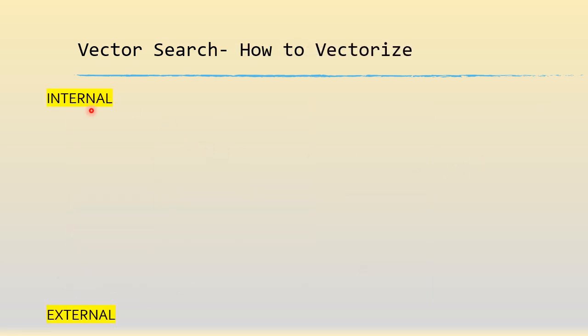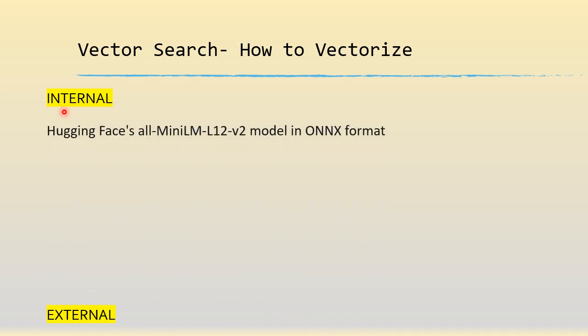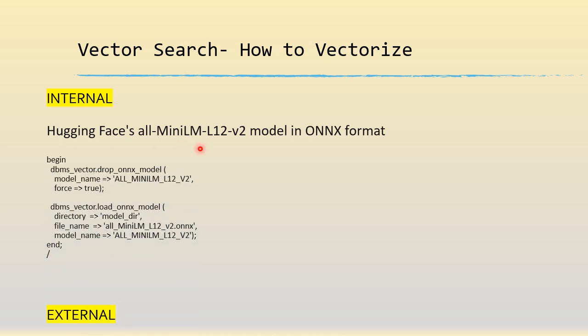Now, how do I vectorize it? The 1 comma 1, 2 comma 2, how is it done? That's where there are multiple models. You can do it either internal or external. Internal means within the DB. So what happens here is that Oracle uses a Hugging Face model in ONNX format, which is a neural network format. So this file in .onnx you just drop into a directory which you have predefined.